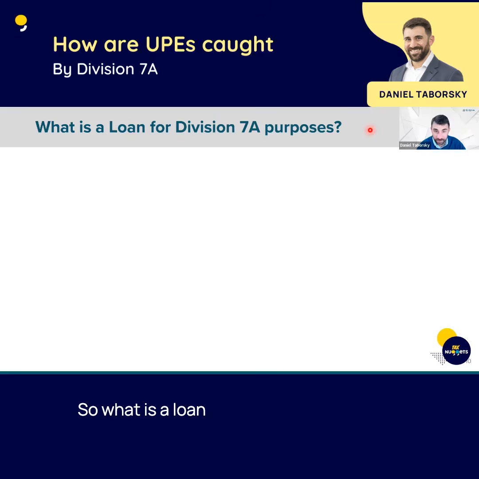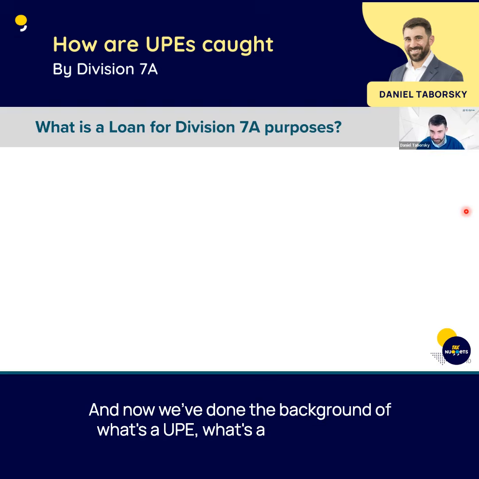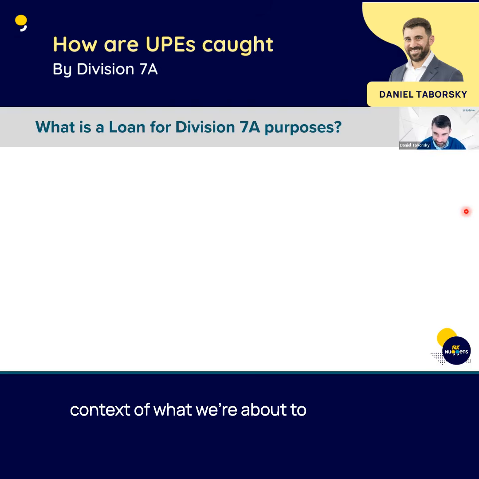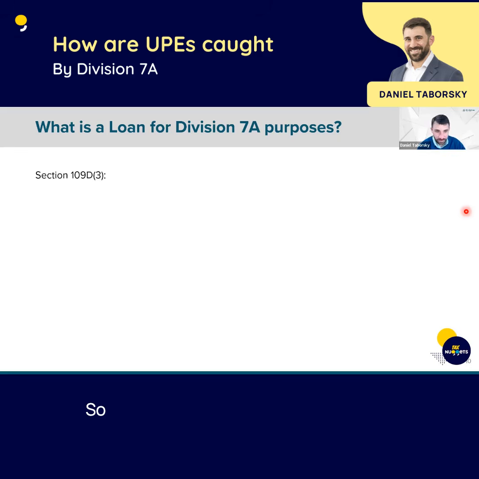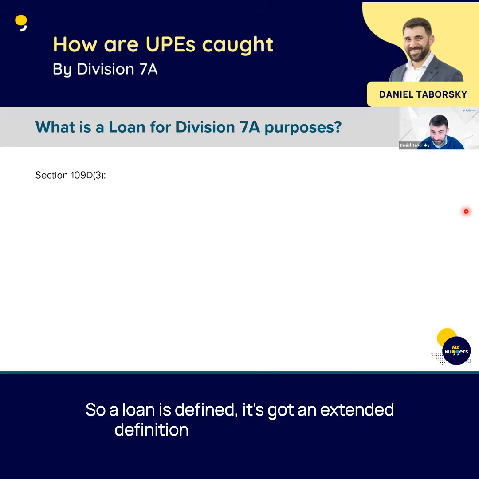So what is a loan for Division 7A purposes? Now we've done the background on what's the UPE, what's a subtrust in the context of what we're about to speak about. Now, what is a loan for Div 7A purposes? And that's going to lead to what is a UPE? Can that be a loan? So loan is defined, an extended definition. And this is a definition.